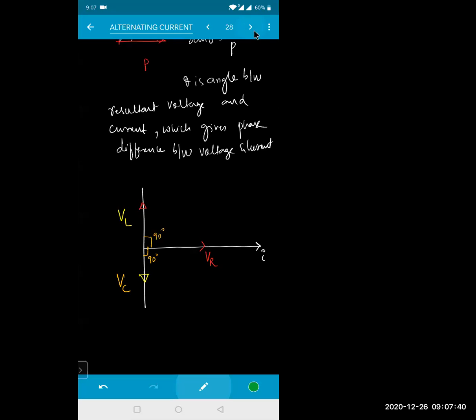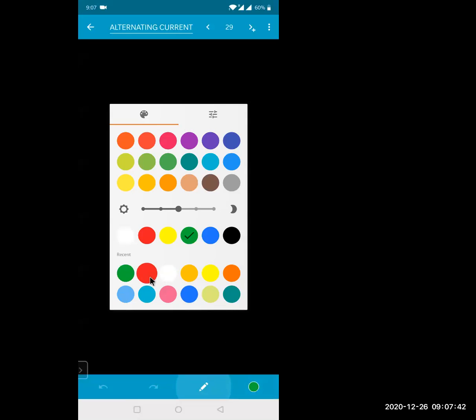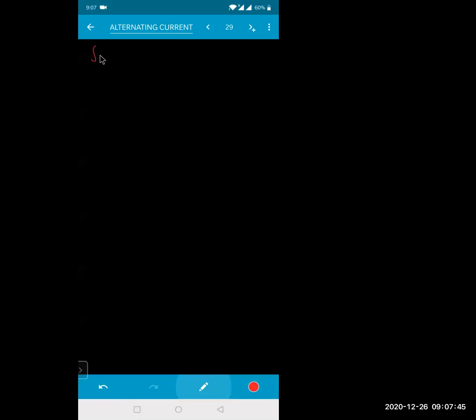Okay, so let us now go to the series combination. Series AC circuits. So just add voltages like vectors. I'm writing that point here right now: add voltages like vectors. It will be easy for your problem solving ability.